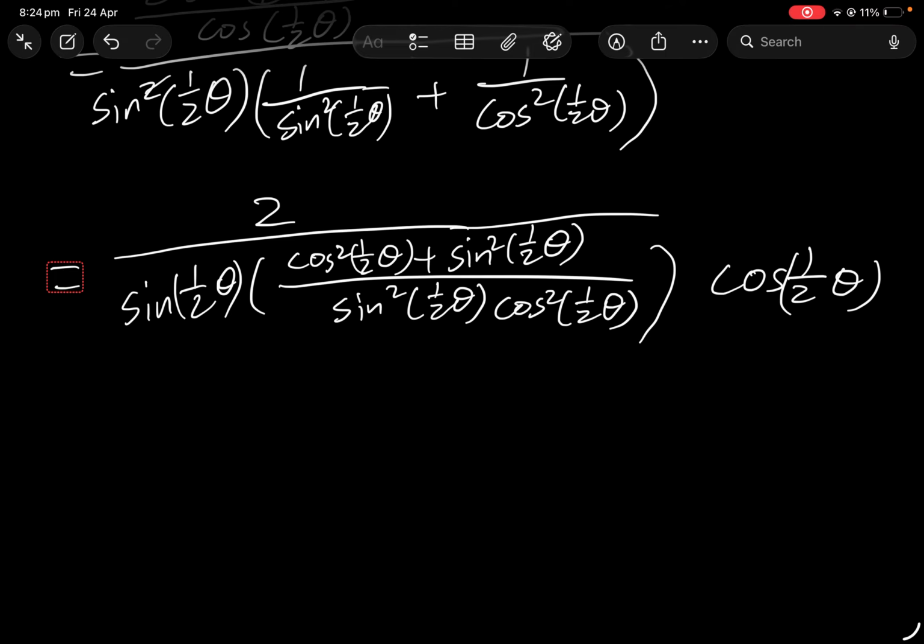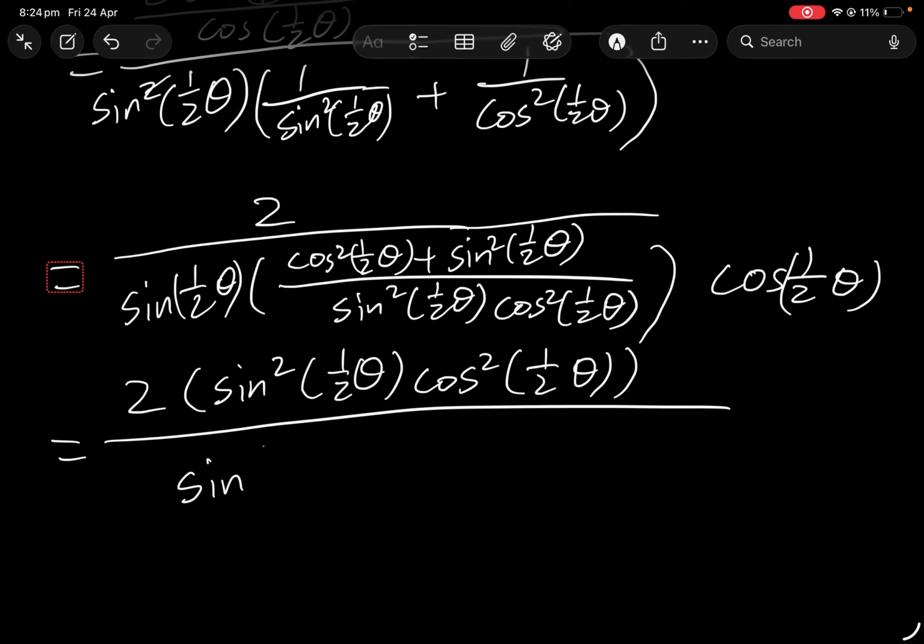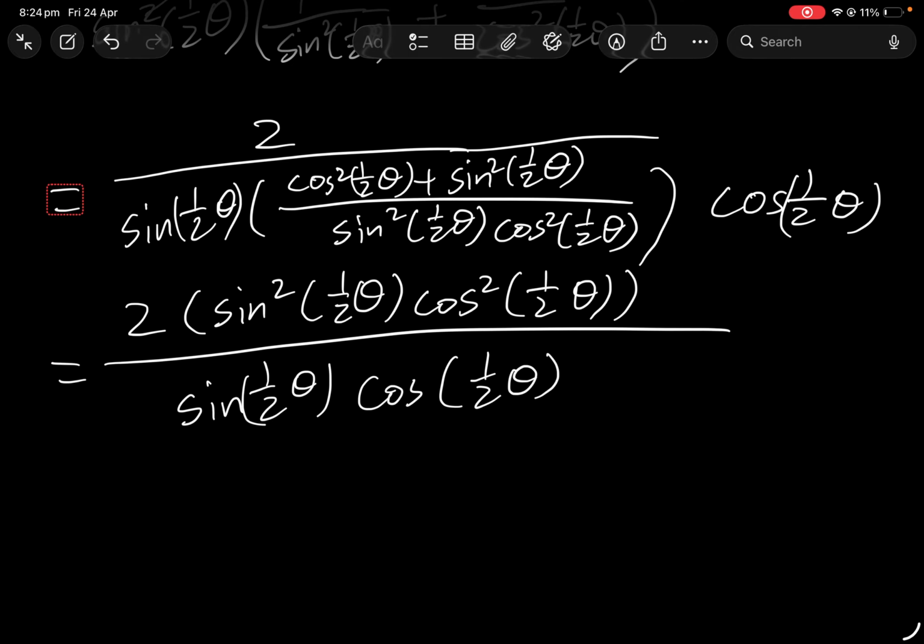So we can just put it into one fraction and move this to the top. So we can basically do 2, because it's basically one big fraction on the bottom. So we can do this, and the bottom would be sine and cos. Wait, it'll be plus.